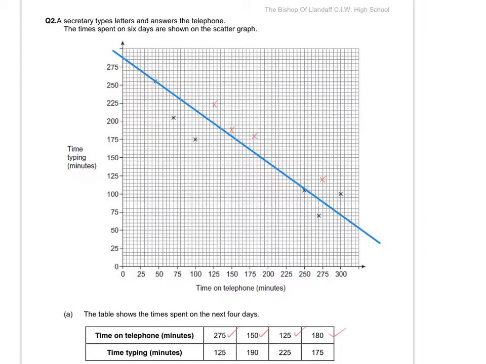So what have we got? 1, 2, 3, 1, 2, 3, 4, 5. So you could maybe argue that I could change my line. Now I've got the benefit of being able to do that. So there we go. Now I've got the same amount of points each side of the line. So we've got 1, 2, 3, 4, 1, 2, 3, 4, 5, and then you've got that one there as well, 5 each side of the line.